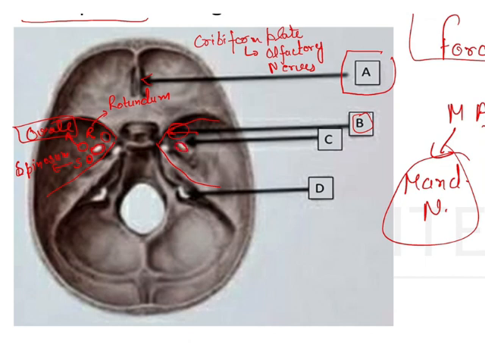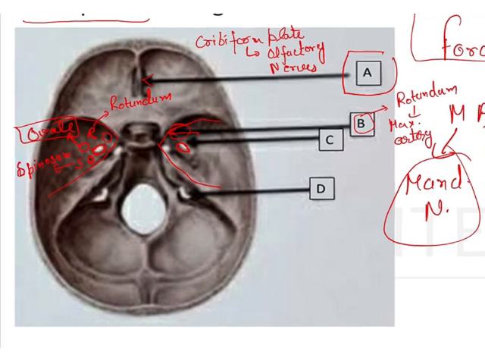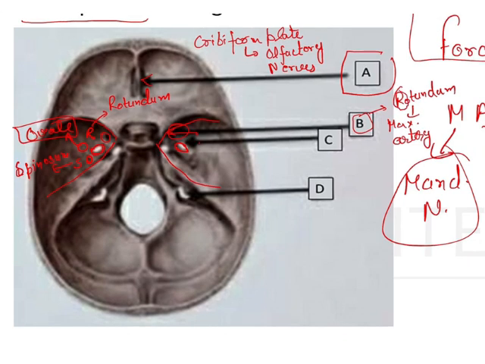So B is going to be your foramen rotundum that gives passage to the maxillary artery, and you can remember this by "maximum round". R stands for round, so it is a round foramen. So maximum round means maxillary artery. That's how you can remember it.